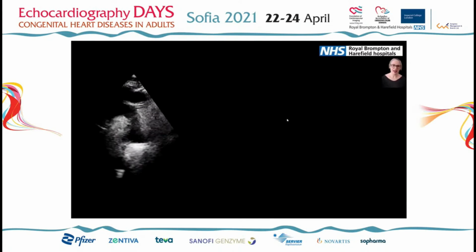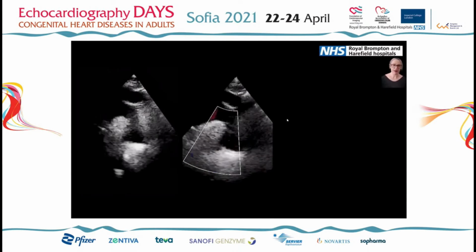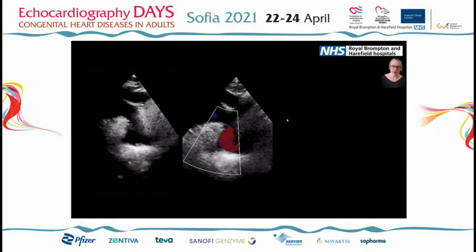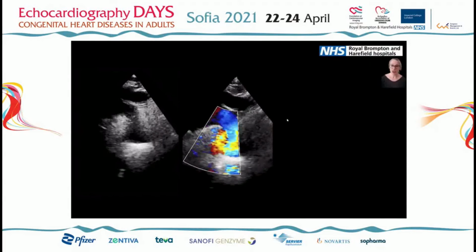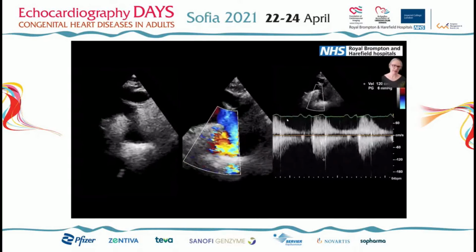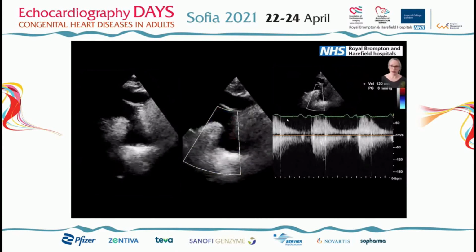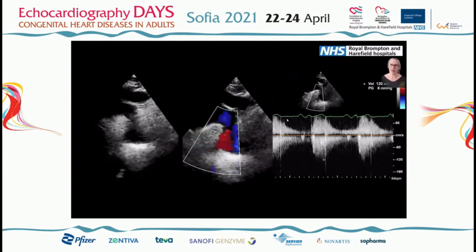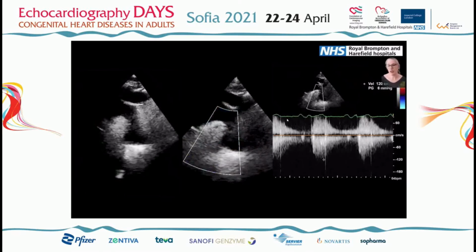But then we get to the arch views and we see this arch is reasonably unremarkable, but the colour flow looks a little bit unusual. We're not seeing turbulence. We're not seeing very much at all. And we have this velocity here, 1.2, a totally normal velocity. So that certainly doesn't fit with the picture of coarctation.